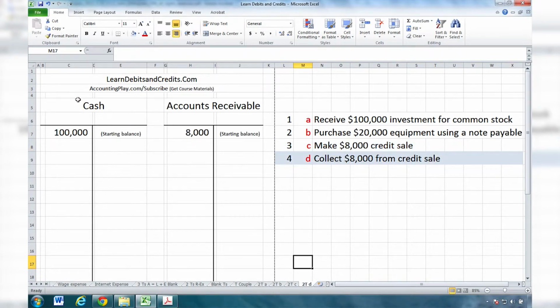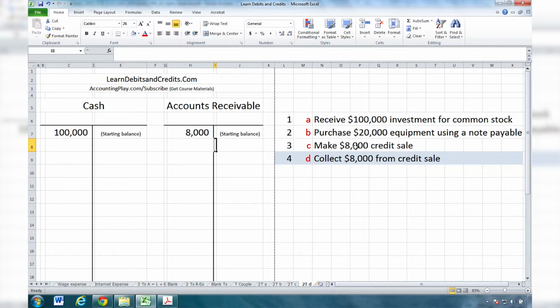Now, coming into the final, we have an account presented of cash, 100,000, and accounts receivable, 8,000. Now, if you saw all the different accounts, all the debits would equal the credits, but this $100,000 I just put in there because $100,000 was received via a debit to cash and a credit to common stock. So we have a starting balance here. Now we're collecting $8,000 from a credit sale.